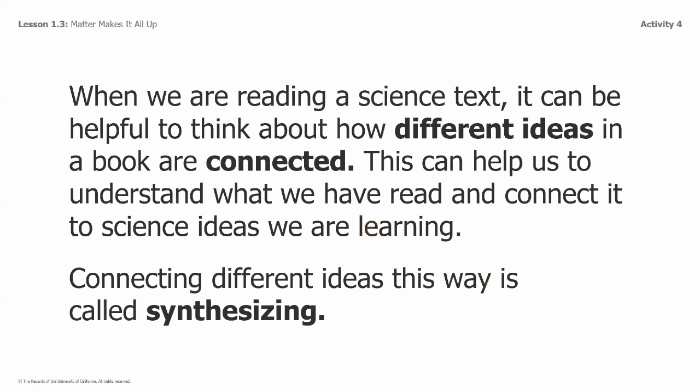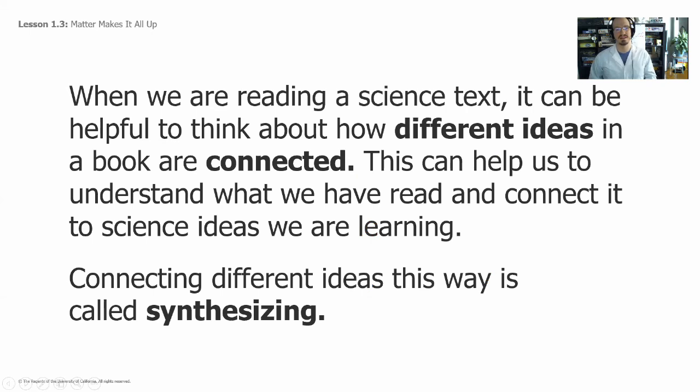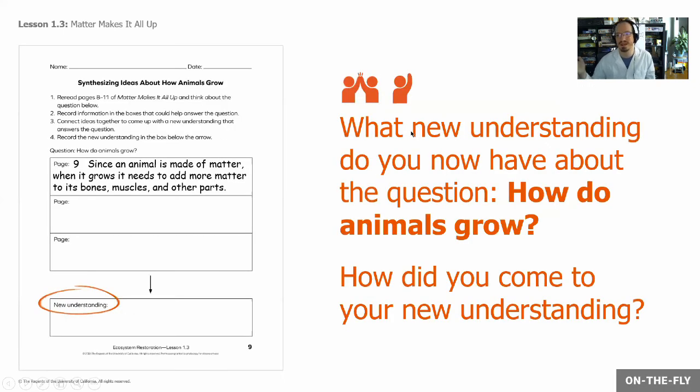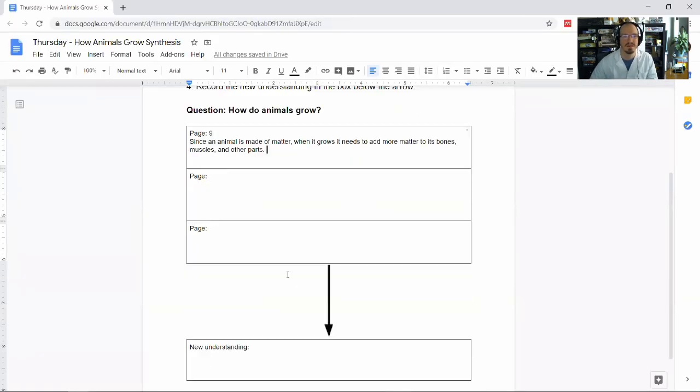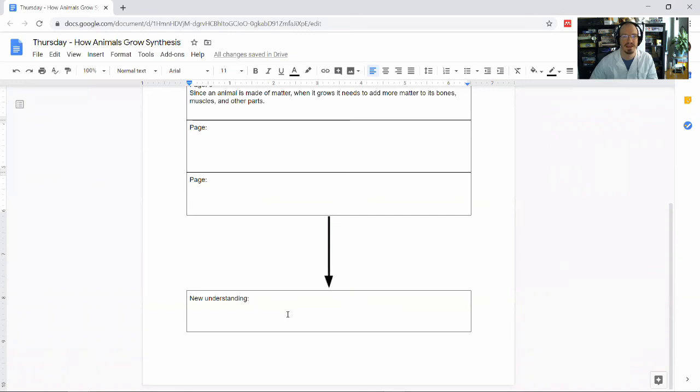So when we're reading a science text, it can be very helpful to think about how different ideas in a book are connected. And this can help us to understand what we have read and connect it to science ideas that we're learning. So connecting different ideas together this way is called synthesizing. So we're now going to go ahead and synthesize those ideas about how animals grow into a new understanding. So in the new understanding box at the bottom of your document here, you'll have these 3 full, and then you'll be going down to the bottom to enter this new understanding.